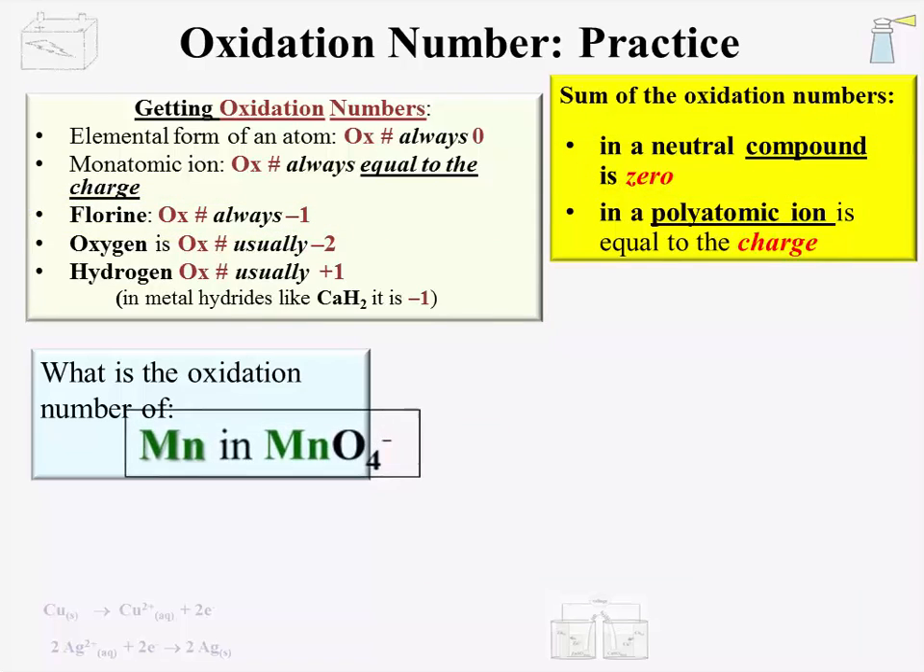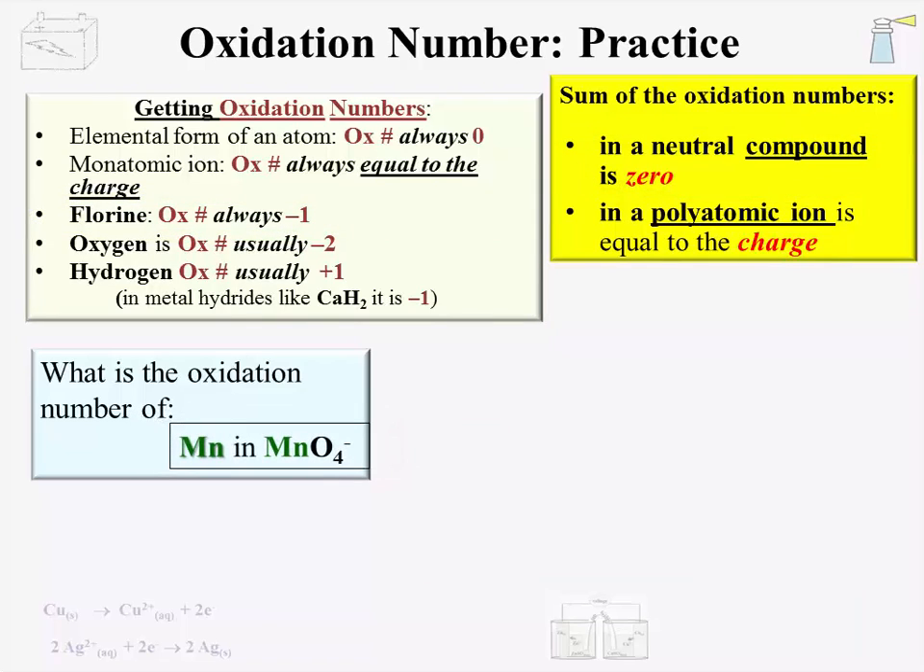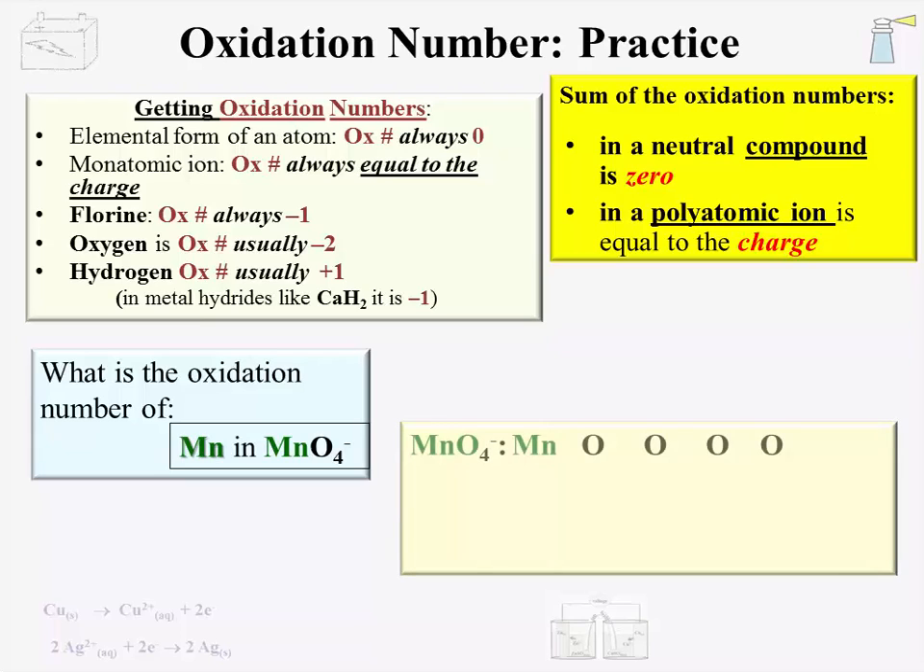Another example asks us to find the oxidation number of manganese in permanganate ion, MnO4 -1. A good place to start is with all the atoms in the ion listed out as individual atoms, 1 manganese and 4 oxygens. Next, we check the reference panels to see if there's some suggested value for any of the atoms in the ion.